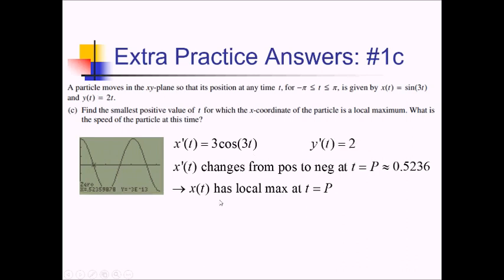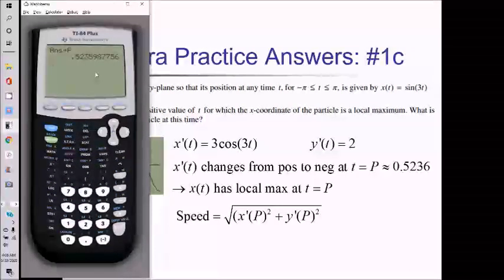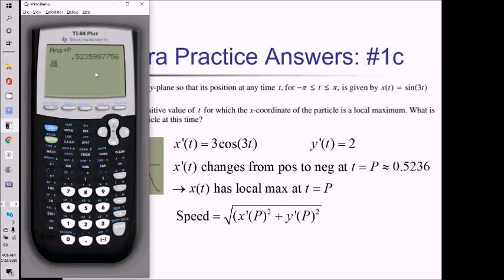And now for the speed, I'm going to need the square root of x prime of p squared plus y prime of p squared. And since I've already defined what p is and x prime and y prime, I can actually do all of this now on my calculator. So just to finish this off on the calculator, we have the square root. And now I need to do y prime of p squared. So I stored y prime as y1, or I should say x prime of p squared is my first one. I stored x prime as y1, so alpha trace y1. And then let me plug in alpha p, close the parentheses, square that.